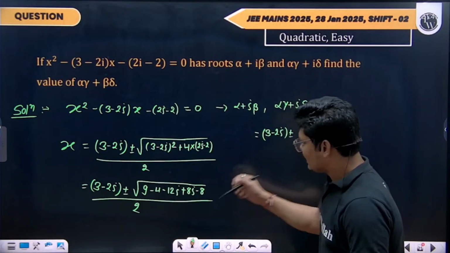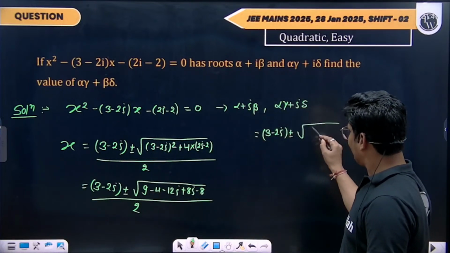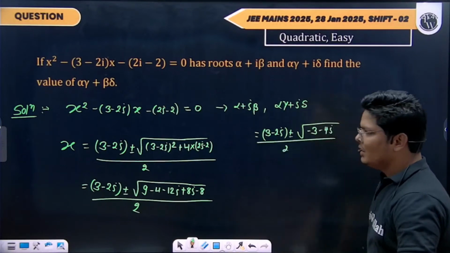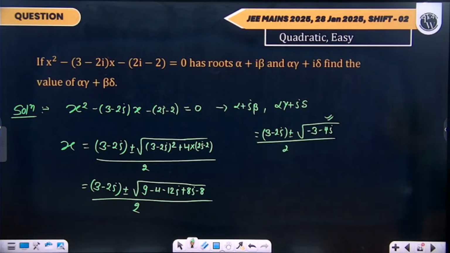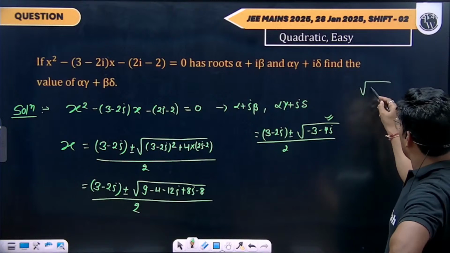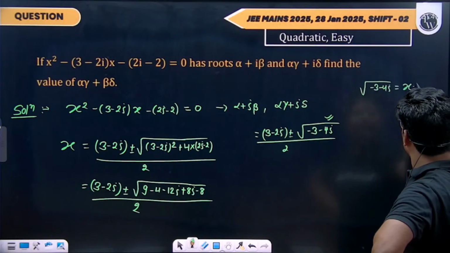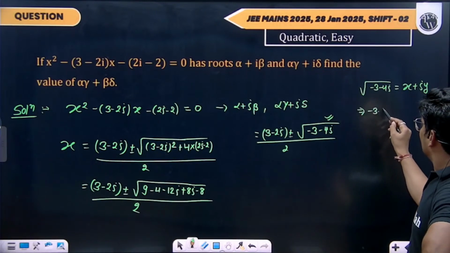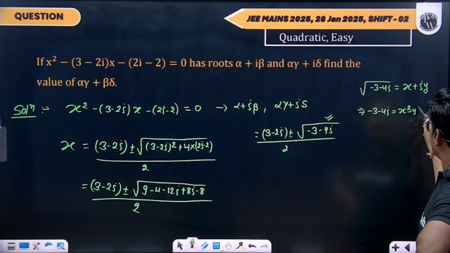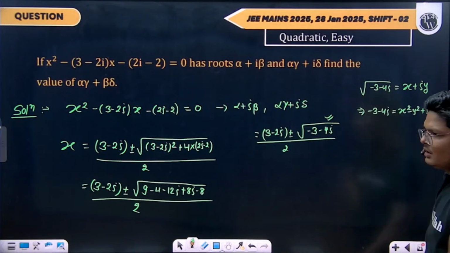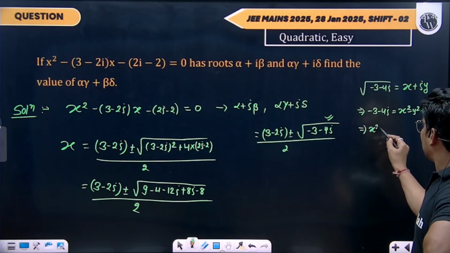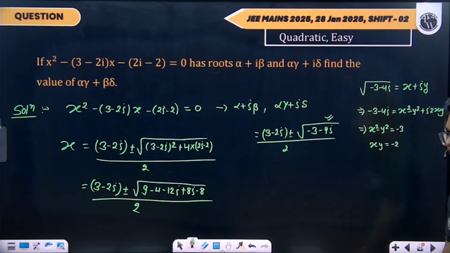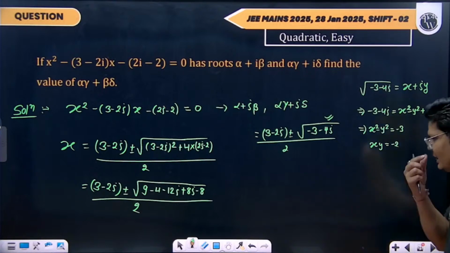Now this will be 3 minus 2 iota plus minus the square root of 9 minus 4 will be 5, and minus 8 will be minus 3 and minus 4 iota, divided by 2. Now there is a square root of a complex number. We know the square root of a complex number is found by assuming it as a complex number x plus iota y, and we have to square both sides. After squaring, we will get x square minus y square plus iota 2xy. So the real part x square minus y square is minus 3, and xy is minus 2. Now we have to find the value of x and y.